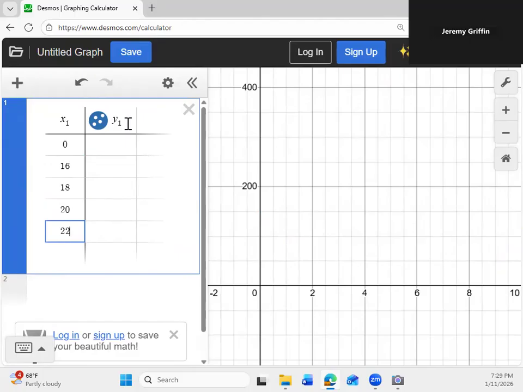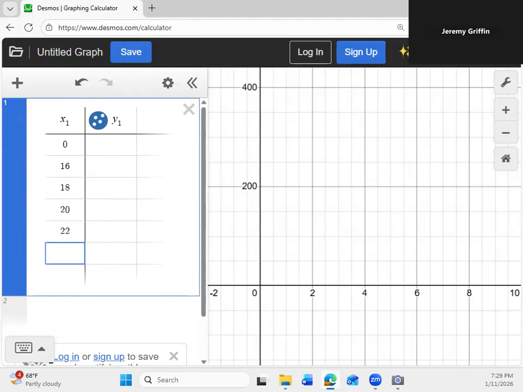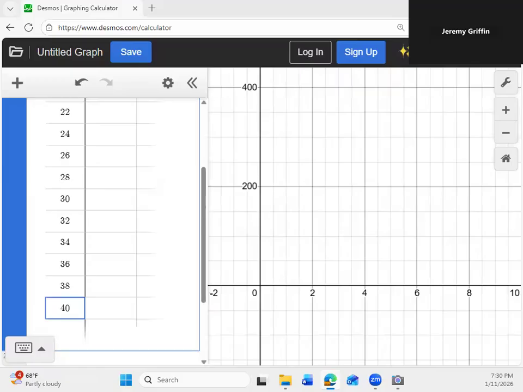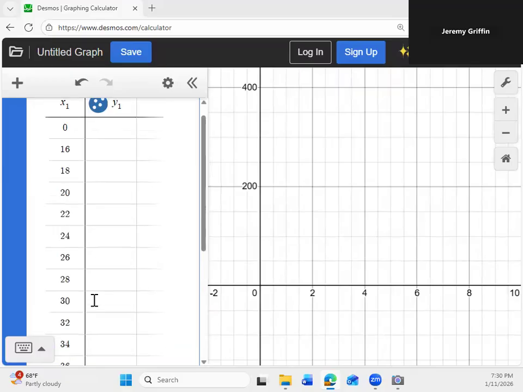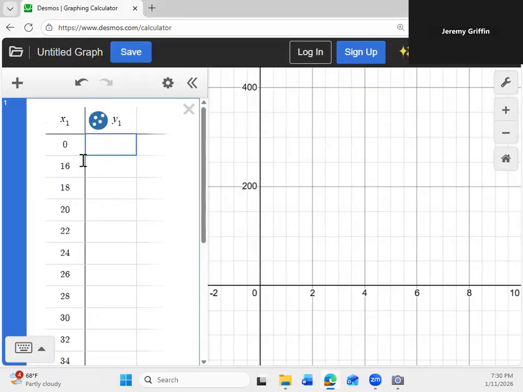Desmos is not picking up on the pattern. All right, so I'll have to type in all the x values. All right, there's all the x values. So it goes 2 years at a time, except that it skips a bunch of time near the beginning.